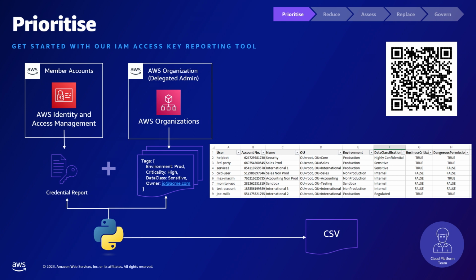In addition, the tool does some basic analysis of the permissions that are attached to the keys. For example, it will highlight if a key has powerful permissions, such as the administrator access policy, or if it's able to read from your data storage services such as Amazon S3, Amazon RDS, or Amazon DynamoDB. You can then use this information to assess the risks of the access keys identified by the tool.